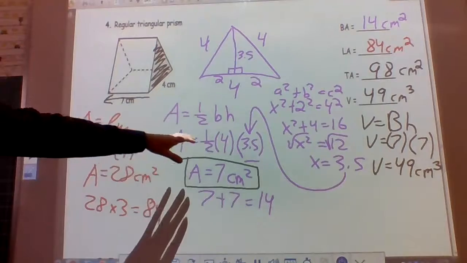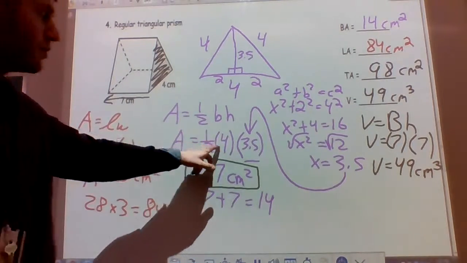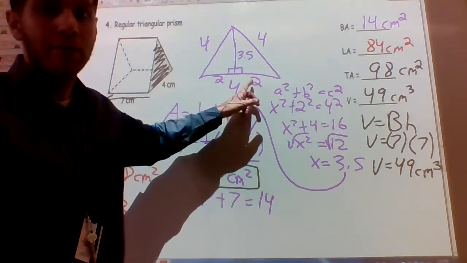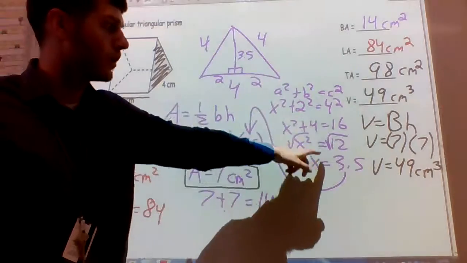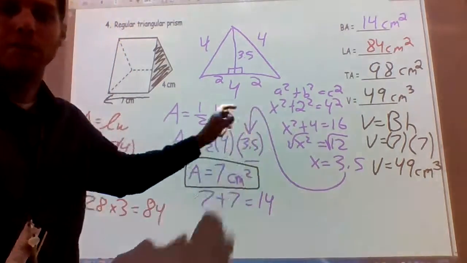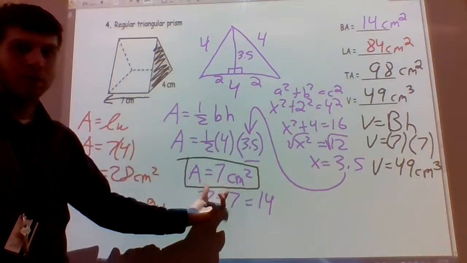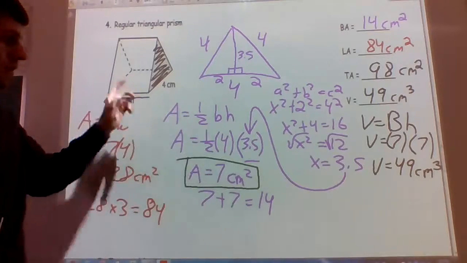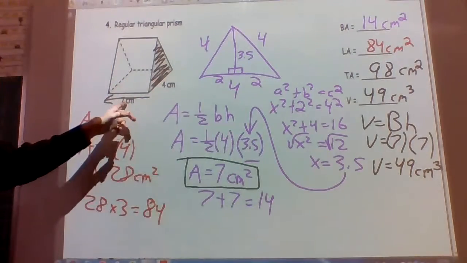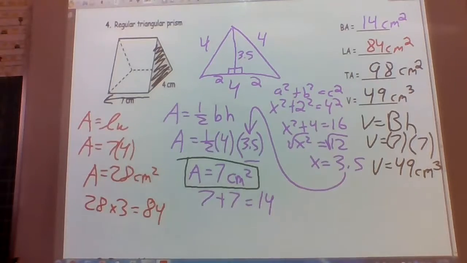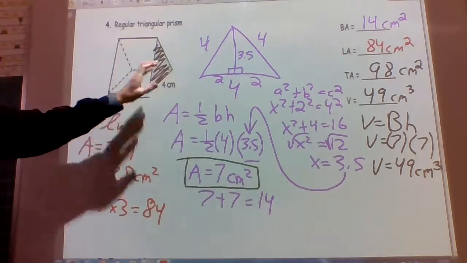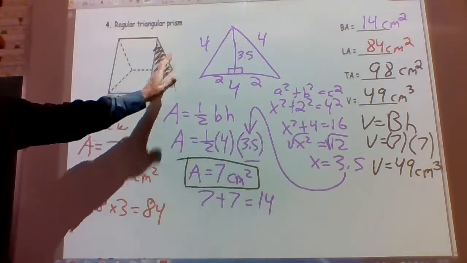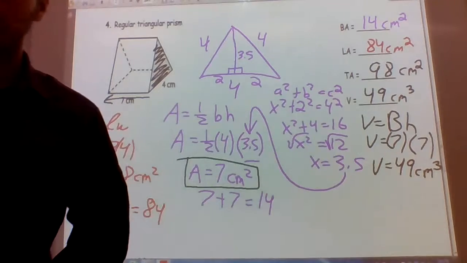So the trick is being able to find the height so you can find the area of the triangle. We do that by creating an altitude in the triangle and then making a right triangle out of it. So we get 2 squared plus x squared equals 4 squared to find the height of 3.5. Then we can put that into our area equation to solve for the area of the triangle. It's 2 bases, so 2 triangles, and it's 14. And then there's 3 rectangles that are 7 by 4, and 28 times 3 is 84. Add those together to get the total surface area. And then volume is the area of your base times the distance between the 2 bases, also called the height.